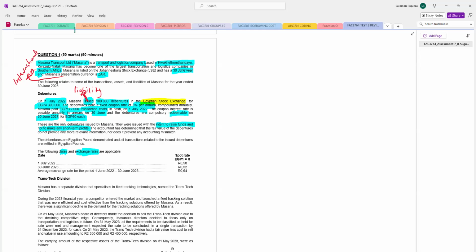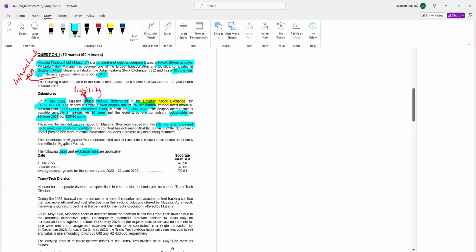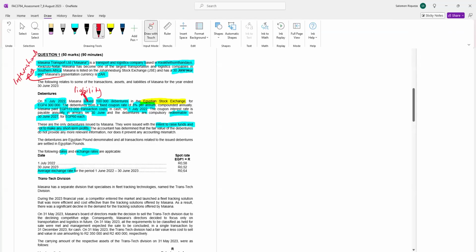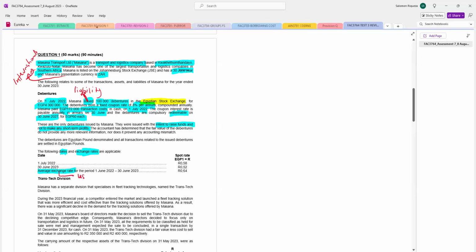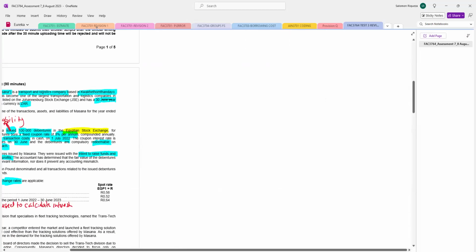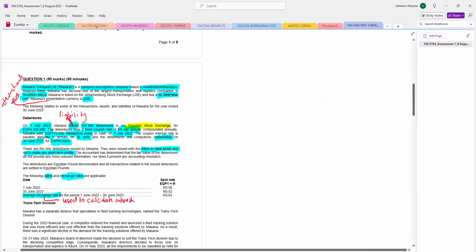Then the average. I think we've done a question like this before. The average exchange rate is used to calculate interest. Like I said, we've done something like this before, but in case you've missed it, please remember, this is usually used to calculate interest. So that is all my information that I can account for, right?